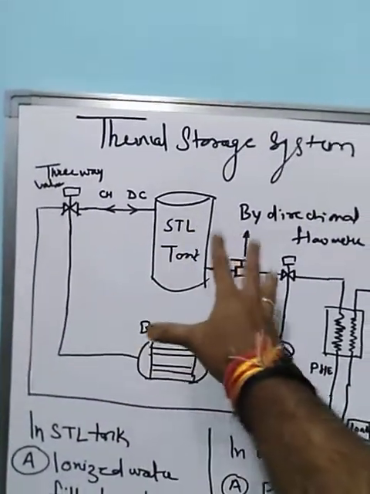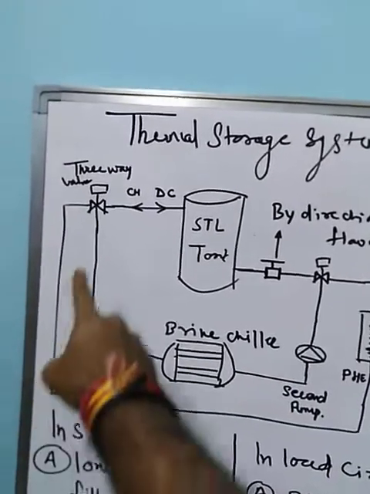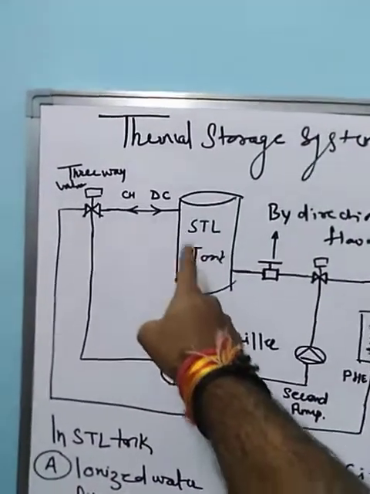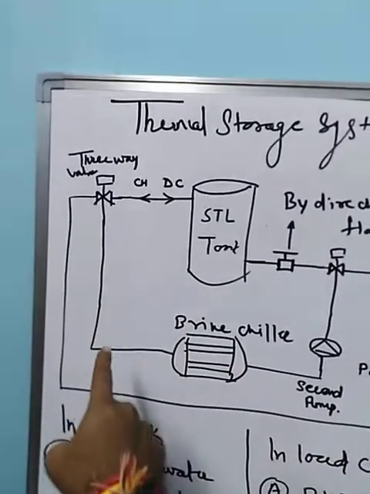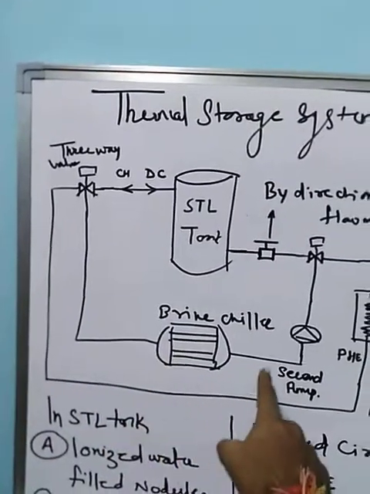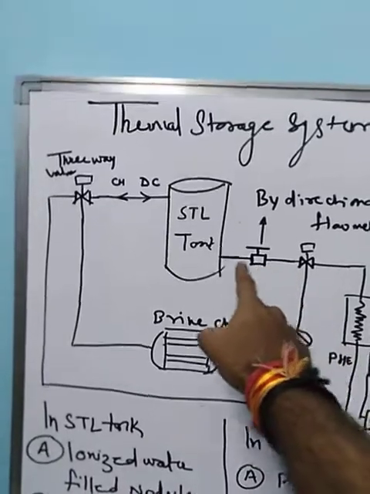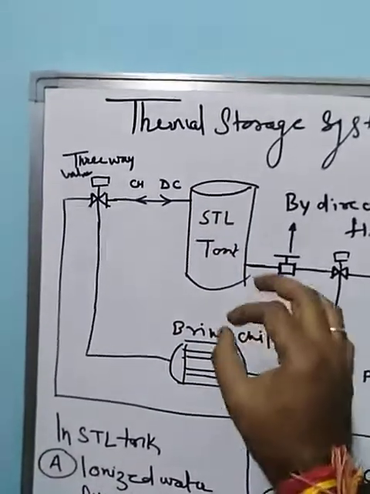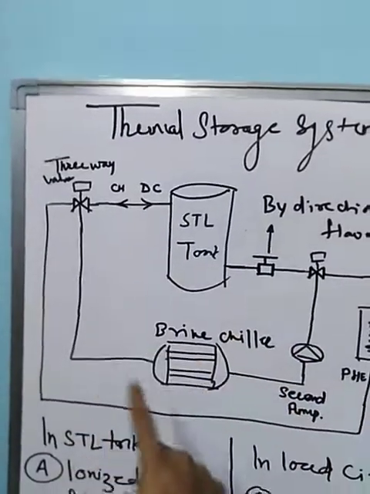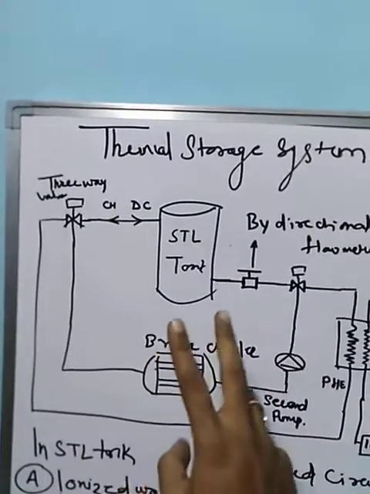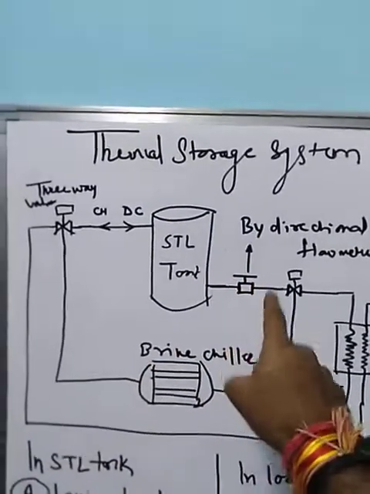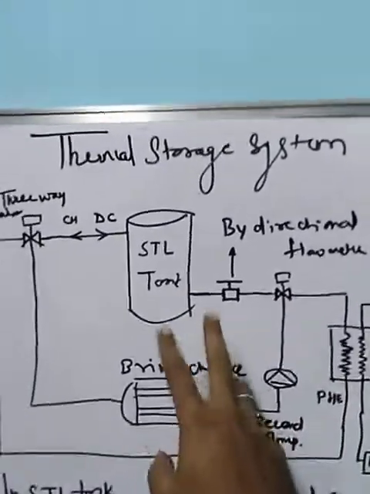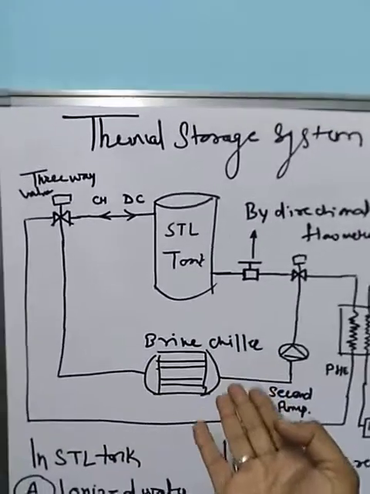I mean, the water cannot go from pump to chiller and then to the STL tank. Brine must flow through this three-way valve to the brine chiller, to the secondary pumping system, to the bidirectional flow meter and STL tank. So this charging process must follow one direction only. Why is the bidirectional flow meter required? Because we need to discharge the tank.